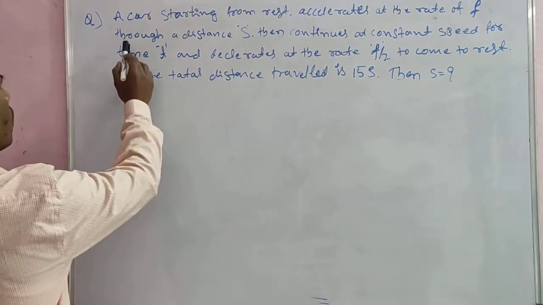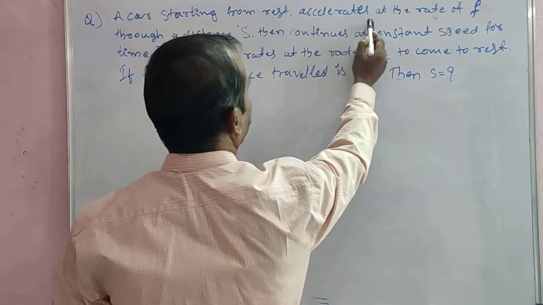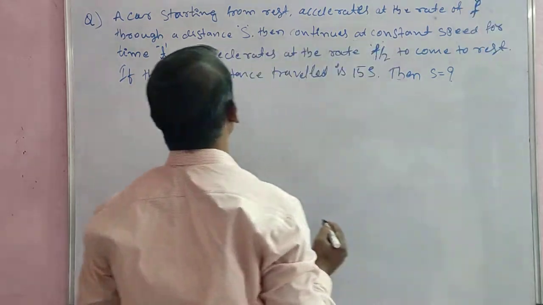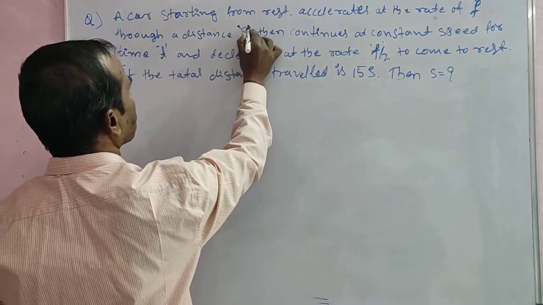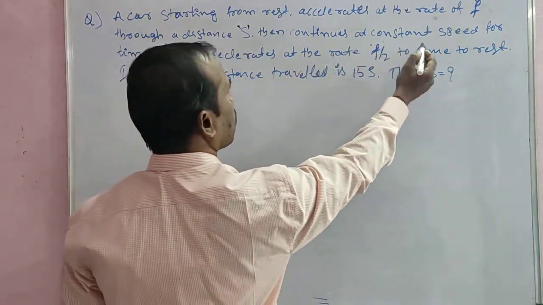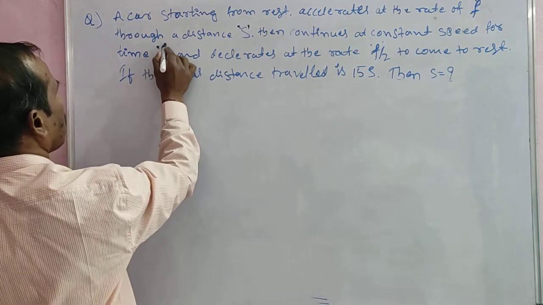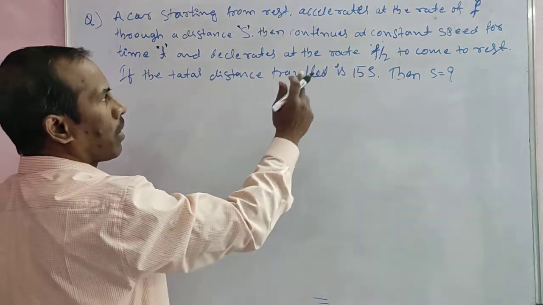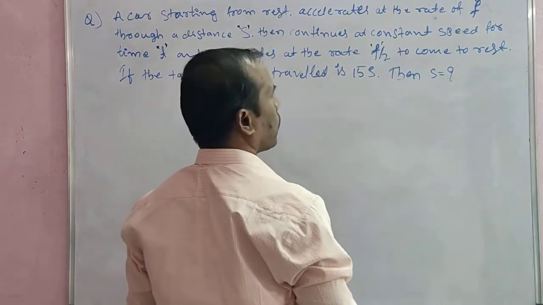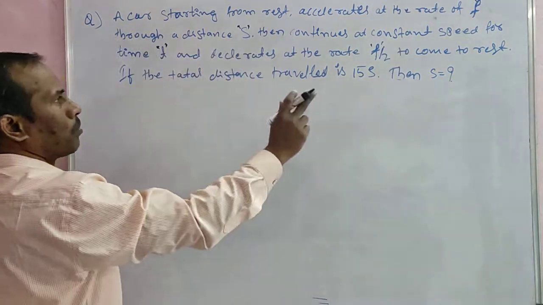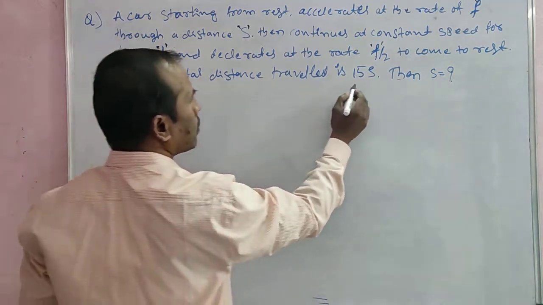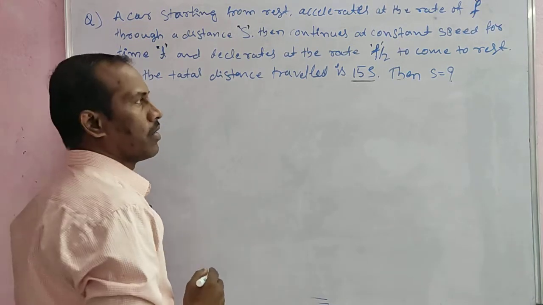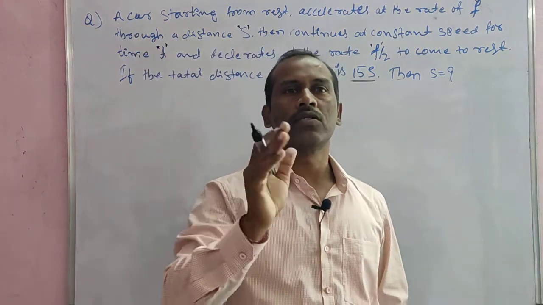See here, a car starting from rest accelerates at the rate of f through a distance s, then continues at constant speed for time t, and decelerates at the rate f by 2 to come to rest. If the total distance traveled is 15s, then s is equal to? Find out the distance s, how much.